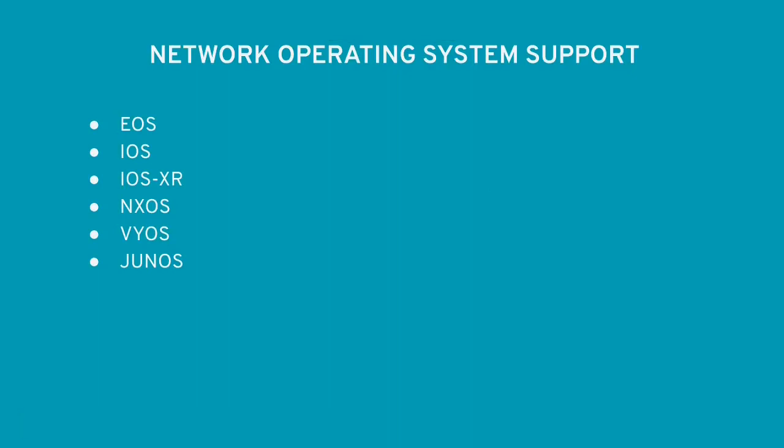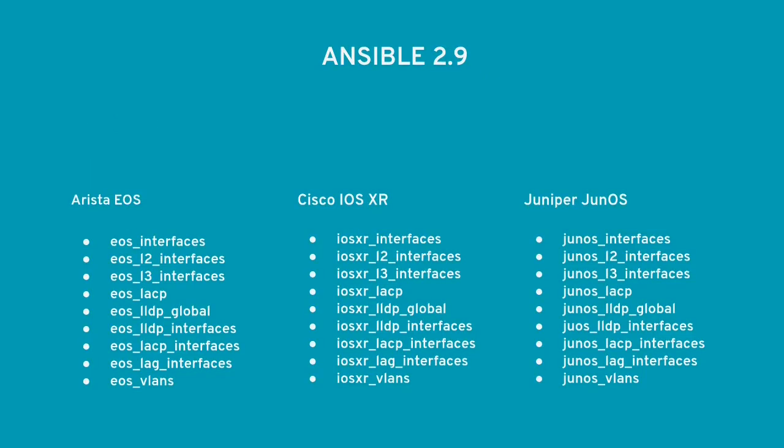Ansible supports EOS, Cisco iOS, iOS XR, NXOS, WIOS, Junos, and there are other platforms as well in the community. This is the list of some of the modules which you could find and use if you have Arista EOS, iOS XR, Junos, and again, you could refer to the official documentation. There you could see what other modules are there.